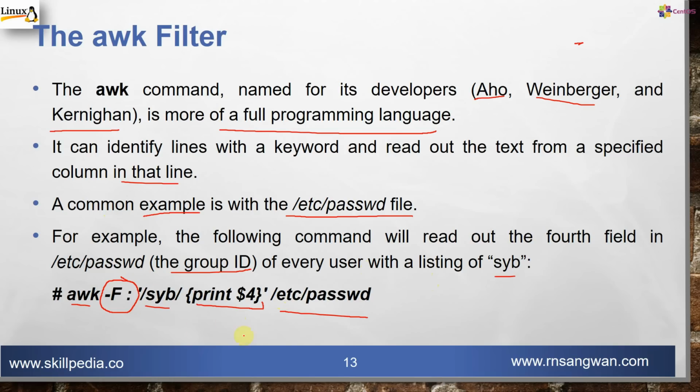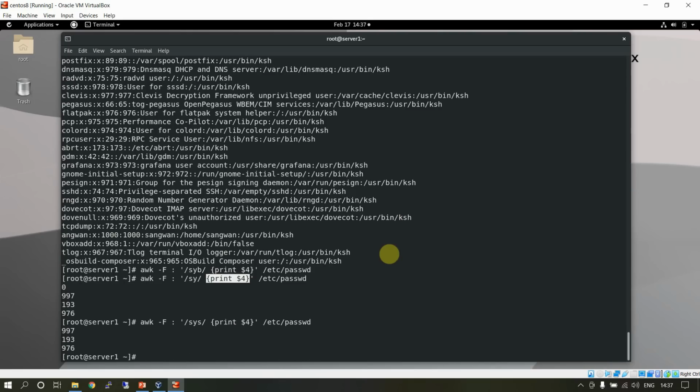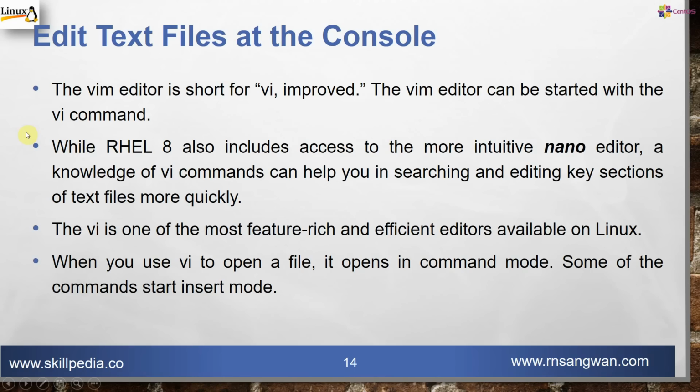Let me demonstrate this command. So I tried with awk -F colon /sys/ and then print $4, that is field number 4. If I type any other thing, I can type that also. It will display all the system users, field number 4 of system users. If there is any other pattern, you can specify that also, and it is displaying the fourth field from the file.